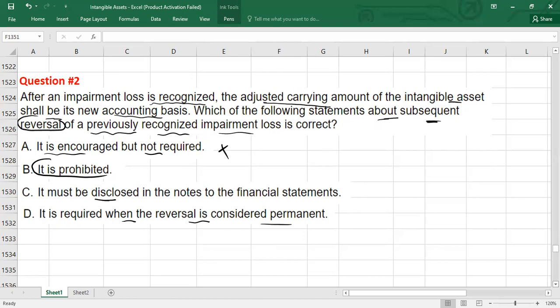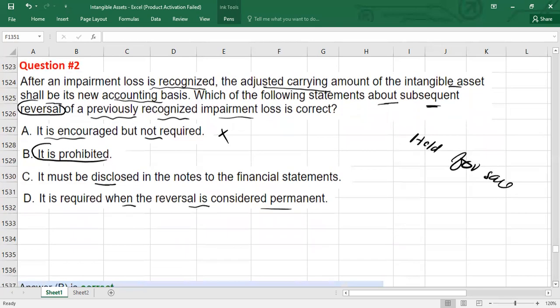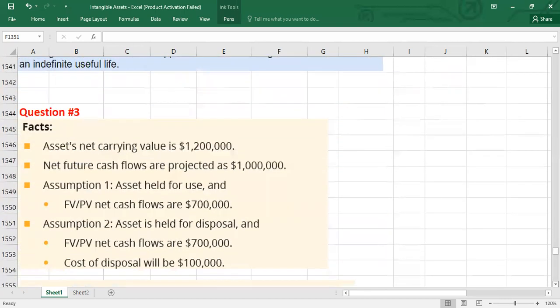Now guys, last point I want to tell you, because sometimes in your exam the question might tell you the asset is held for sale. So how to calculate the impairment loss for that? It's quite simple. So here we go, let me practice with both assumptions, guys.